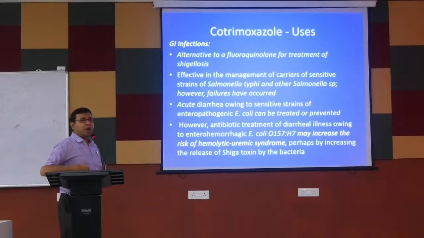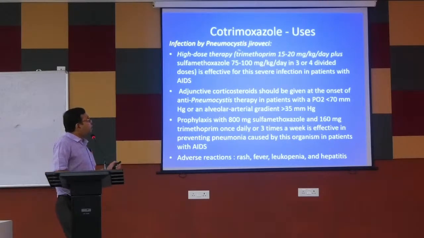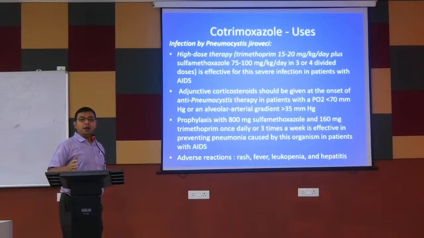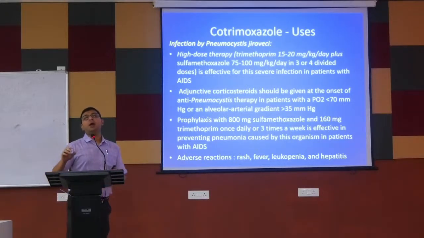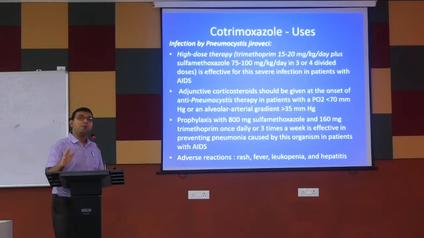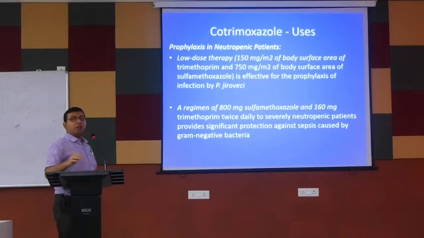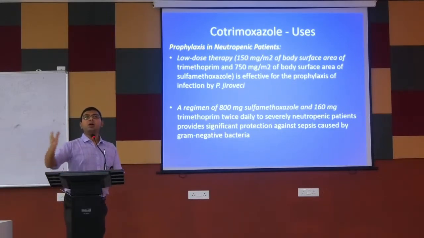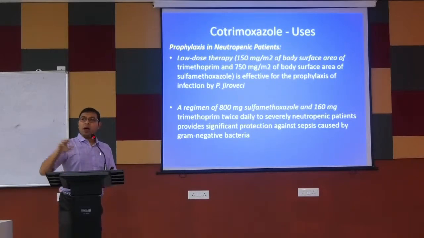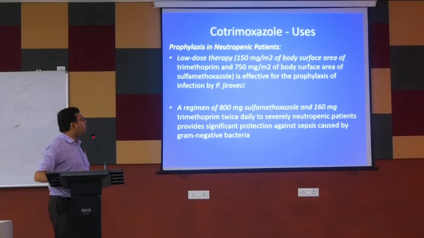Gastrointestinal infections, it can also be given, details are not required, and infections by Pneumocystis jirovecii, that is Pneumocystis carinii pneumonia. Same thing, it happens in HIV or AIDS individuals or neutropenic individuals who are immunocompromised, and cotrimoxazole, remember, is still an important agent for treatment of this opportunistic infection. Prophylaxis in neutropenic patients, the same thing. Neutropenia is where the neutrophil count becomes less. This may happen due to chemotherapy in cancer or due to other immunosuppressive agents, and in all these cases cotrimoxazole can be used.